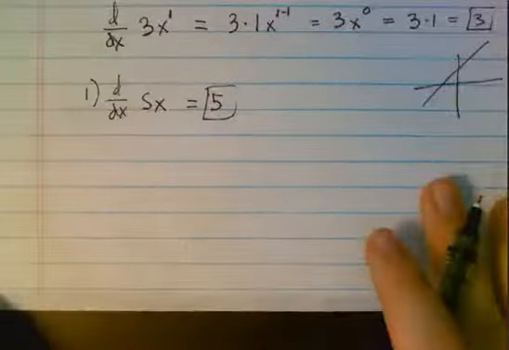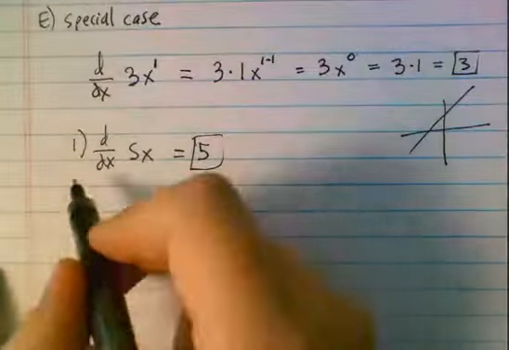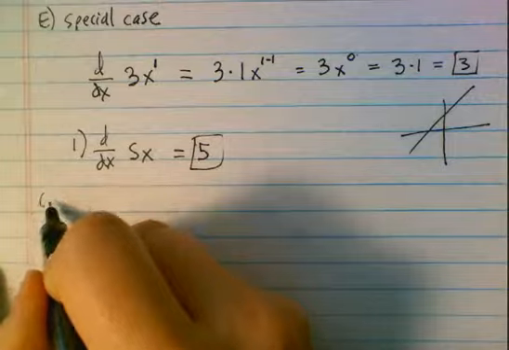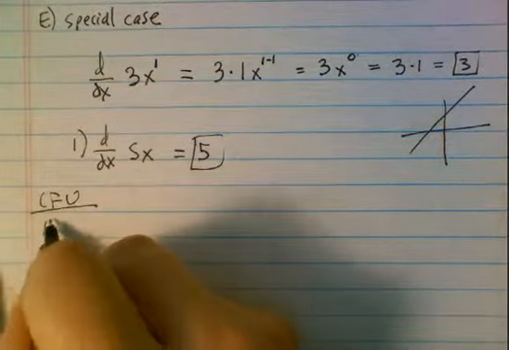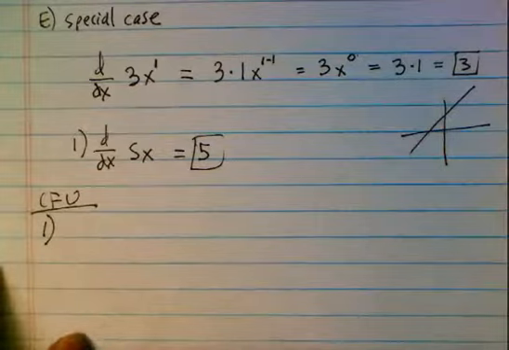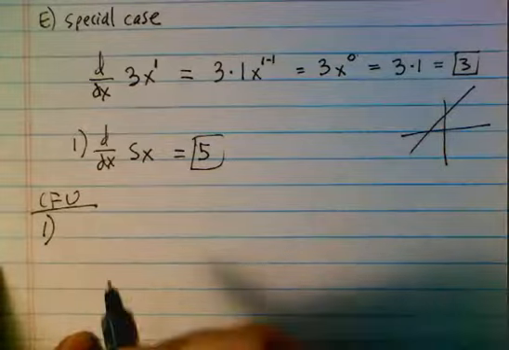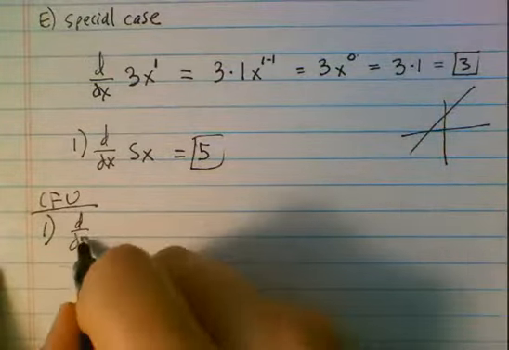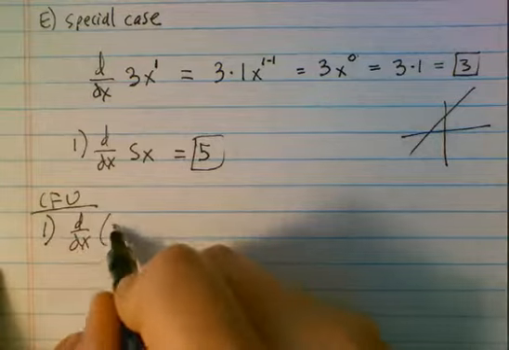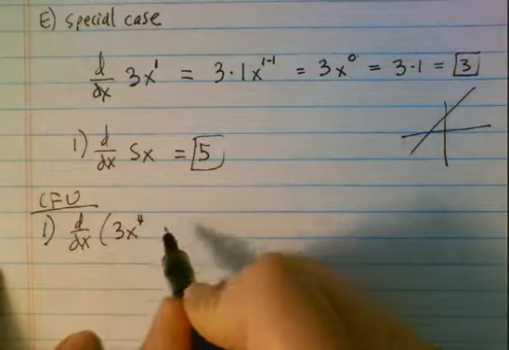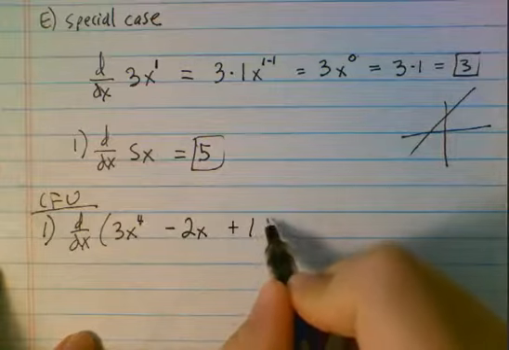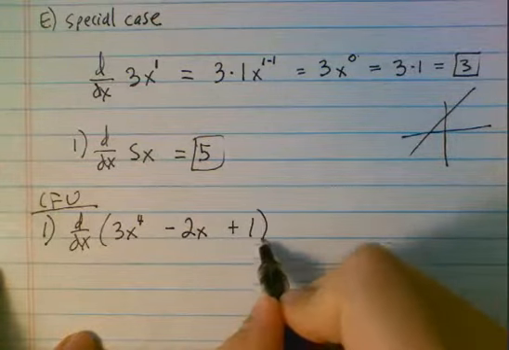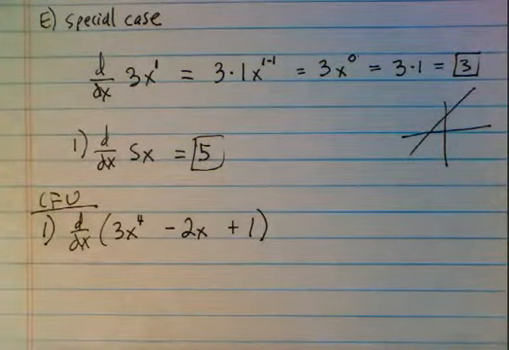So let's do some final practice problems. Our checks for understanding. And I'd like you to do the following. I'd like you to take the derivative of 3x to the 4th minus 2x plus 1. Try that one on your own and restart the video when you're ready.